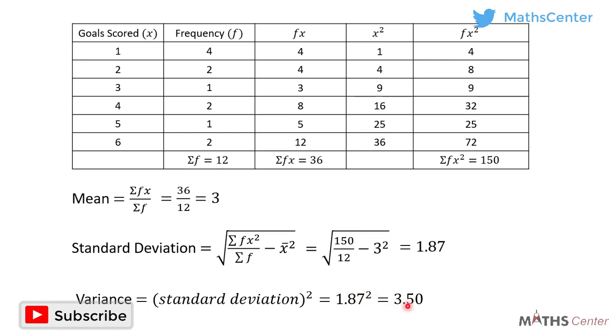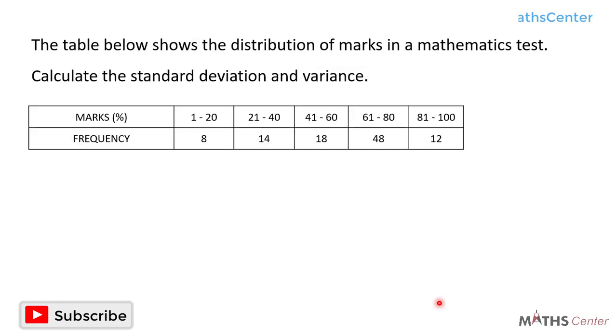And that will give us 3.50. So the standard deviation is 1.87 and the variance is 3.50. Let's consider the next question.